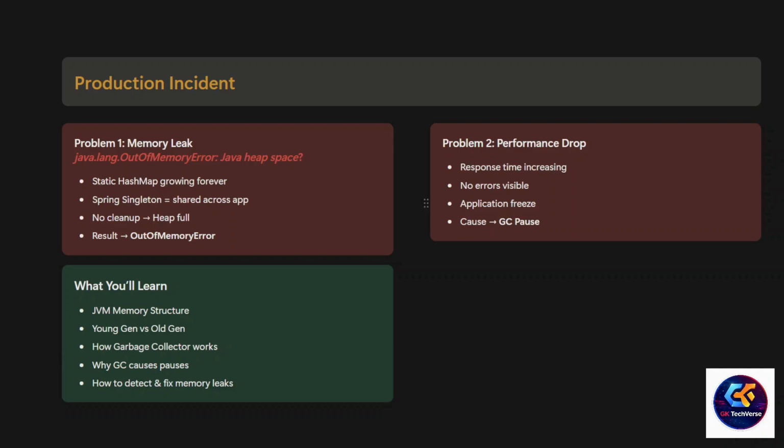Or maybe this problem will be familiar to you. Your app starts fast and smooth within milliseconds. Then suddenly the response time increases. No error, no exception, just a freeze. That's garbage collection pausing your app. So what's really happening inside the JVM?